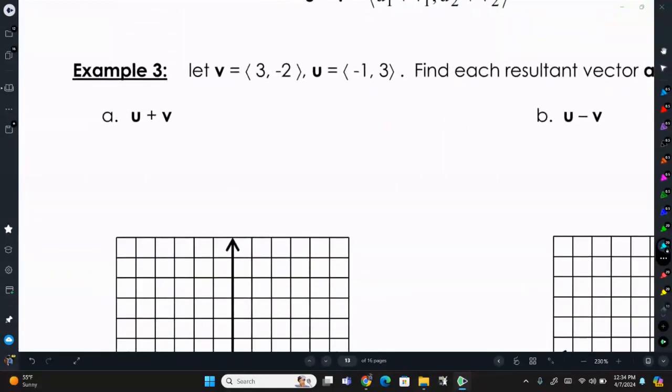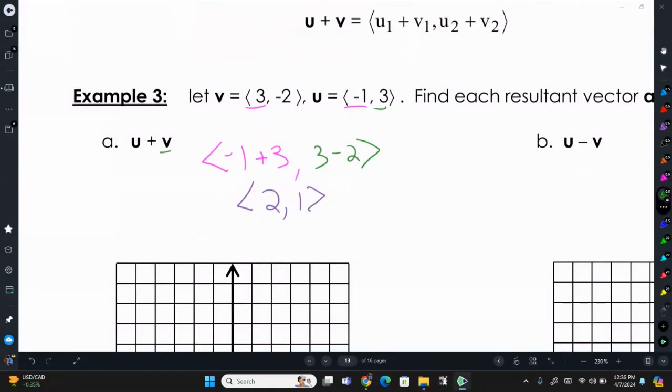So let v be 3, comma, -2, and u be -1, comma, 3. Find u plus v. So u plus v is going to be, u is the x-coordinate and the horizontal component of u is -1 plus 3, the horizontal component of the second vector, plus, comma, 3 minus 2. So then my resultant is going to be 2, comma, 1.